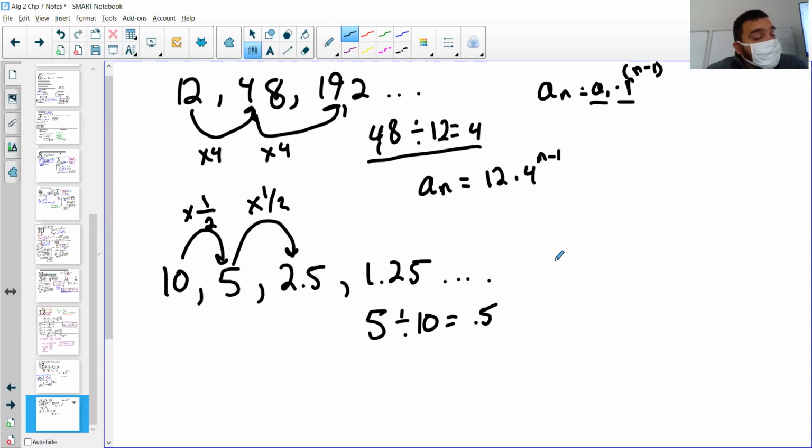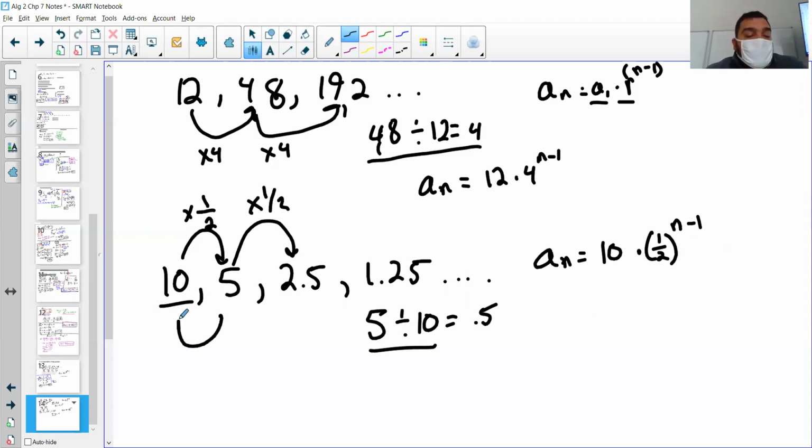So then, AN equals, we have our first term, which is just 10, pretty simple. Now our R has to be a multiplication, so we're going to put 1/2. If you put 0.5, you still get it correct. And then n minus 1, it's the same thing. If you do 5 divided by 10, like you're doing it backwards, you'll see 0.5.